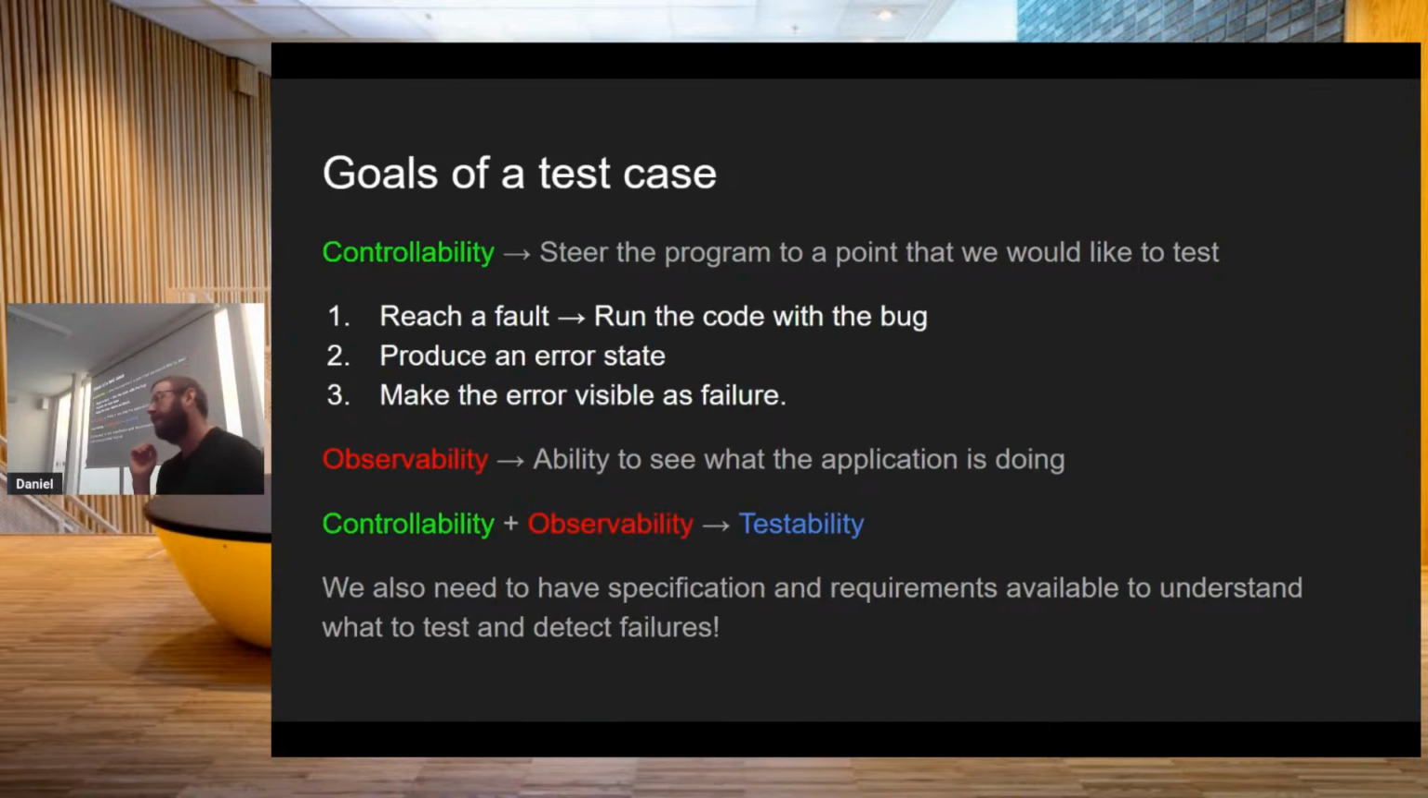So we have different kinds of goals. Controllability, the first one. We need to run the program with the fault, the part of the program with the fault, right? So we need to steer the program to a point that we want to test. I want to test the add method now. So we need to reach that fault, run the code with the bug. We need to produce an error state, and we need to make the error visible as a failure.